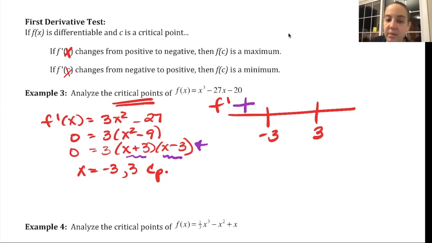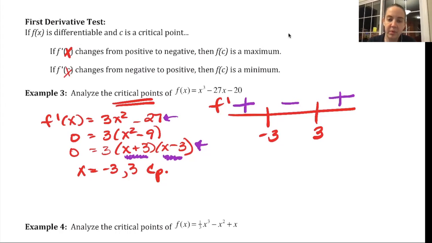Now, between -3 and 3, you've got lots of choices, but 0 is a nice one. If I put 0 in this version, 0 minus 27 is a negative. Now, a number larger than 3, say +4. Down here, I like the factored one again. That's a positive. This is a positive. A positive times a positive is a positive.